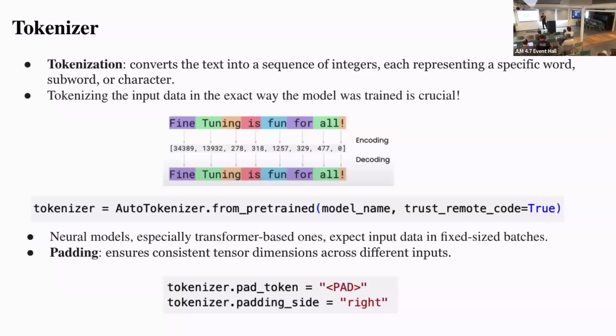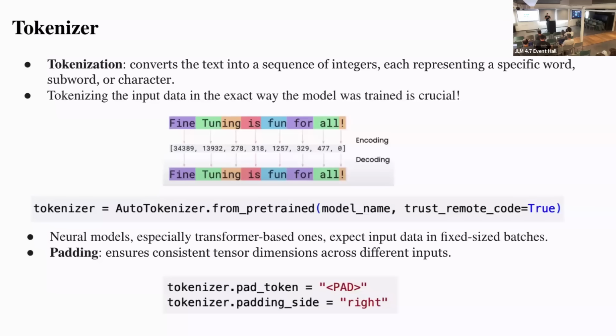An important thing to care about is that when you tokenize your data for fine-tuning, you need to use the same tokenizer as the one that was used for the model that you are trying to fine-tune. Otherwise there will be a mismatch and the fine-tuning will not work. So you need to use the same tokenizer. We use the AutoTokenizer from_pretrained, give it the model name, and then we get the tokenizer. And the next thing is the padding.